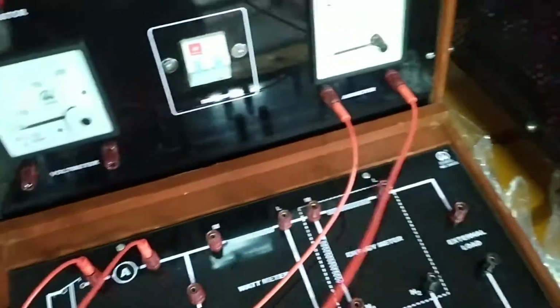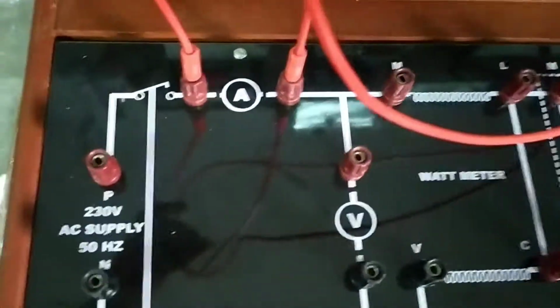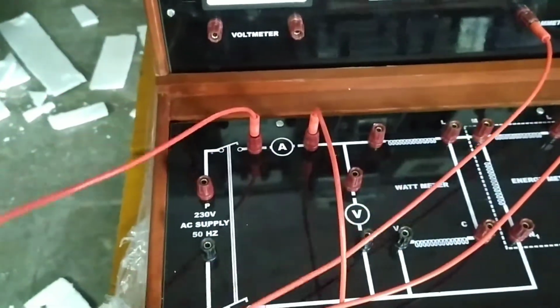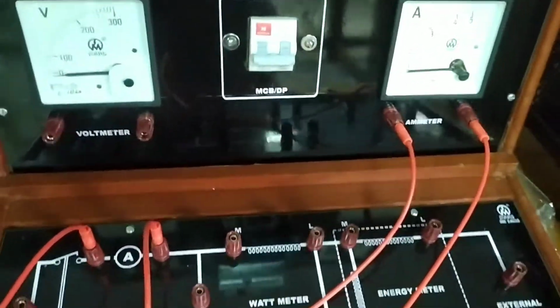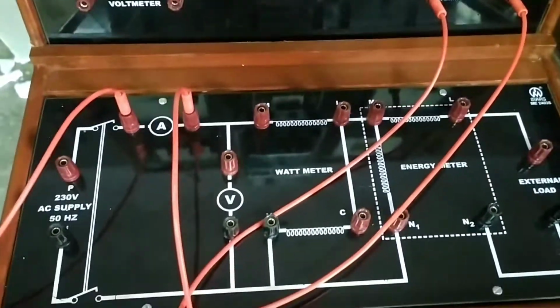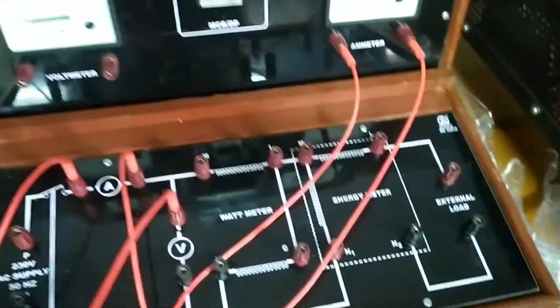The red wire we have taken because all these lines are the positive line, right? Below this is the negative line and this is the positive line. For the positive line we have to use the red wire, and for the negative line we have to use the black wire. So you have simply connected the ammeter here, right? Now we have to connect the voltmeter. Similarly, you have to connect the voltmeter. This is the voltmeter connection.